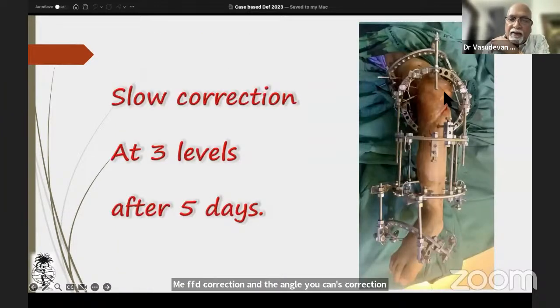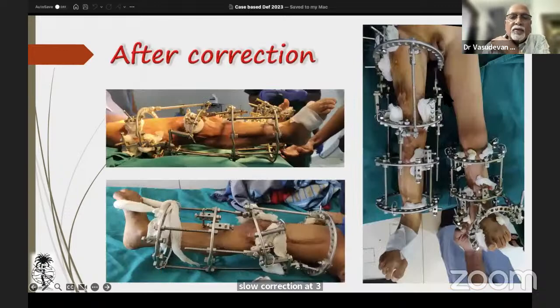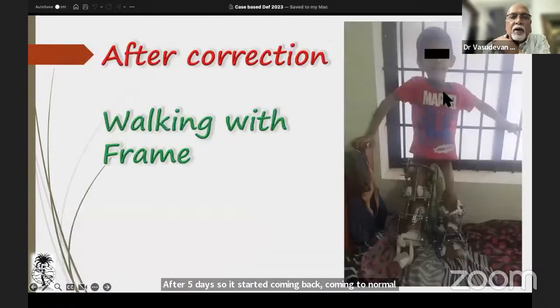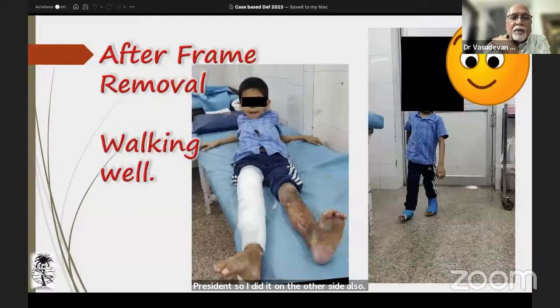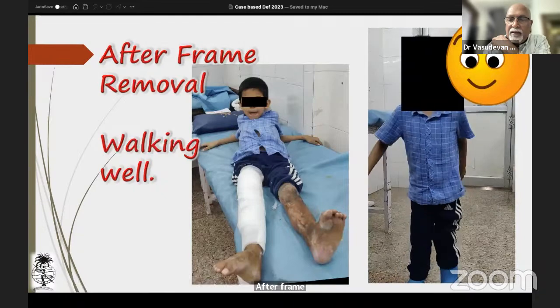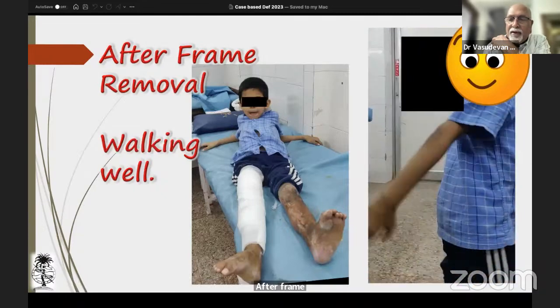Slow correction at 3 levels after 5 days. So it started coming back, coming to normal position. So I did the other side also. So after the correction, he is walking with the frame. After frame removal, for the first time, he is walking on his feet.